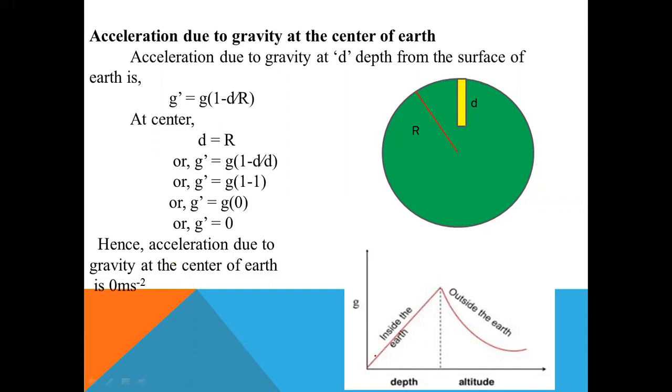Now here is the graph I have presented, the variation of acceleration due to gravity. In the x-axis we have taken the distance from the center of the earth, and in the y-axis we have taken the acceleration due to gravity. If we start from the center of the earth and come out, whenever the distance from the center increases, acceleration due to gravity also increases. The value becomes maximum at the surface, and the maximum value is 9.8 meter per second square, and at the surface the distance will be r.